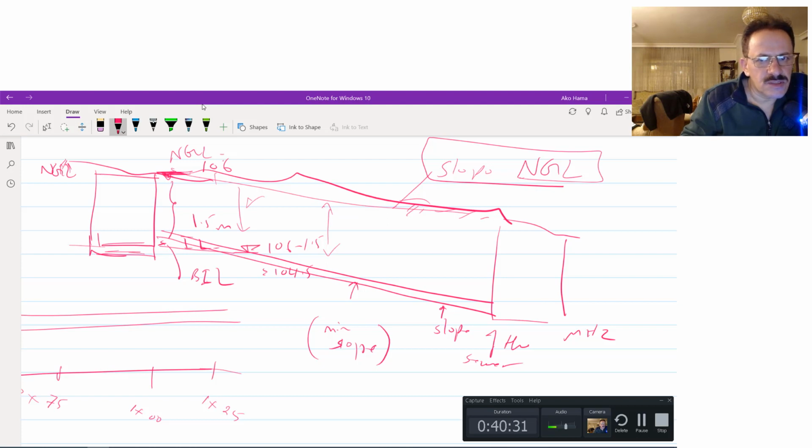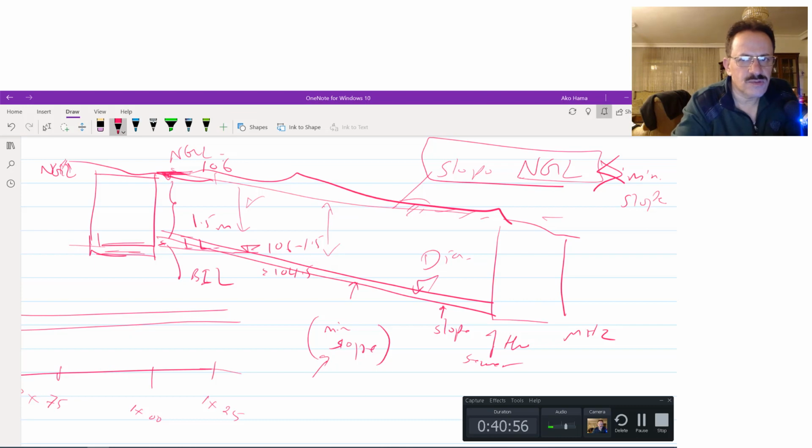If you are going with the slope of the natural ground level, it's okay, but this also should be greater than the minimum slope. So I prefer to go with the minimum slope. For the minimum slope of the pipe, you have to find the pipe diameter, and from the pipe diameter you have to select the minimum slope.